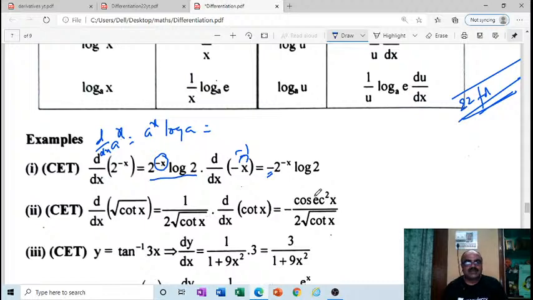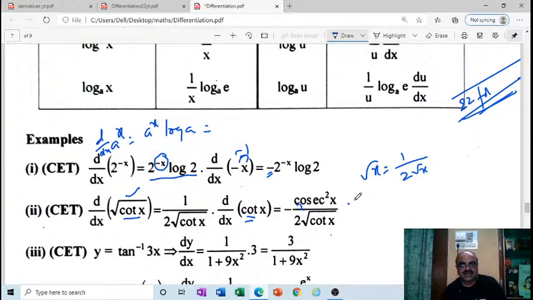Now what is root cot x? This is nothing but root x differentiation, 1 by 2 root x. But you have to be careful, it's a chain rule. Root contains the formula for the root first, then for the cot. So root is 1 by 2 root cot x. For the cot x, differentiation of cot x is minus cosec square x. So minus cosec square x by 2 into root of cot x is the answer.